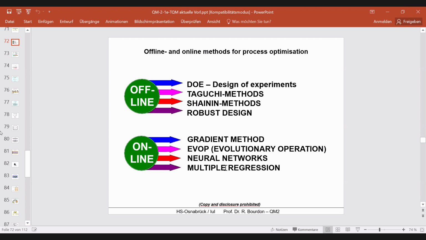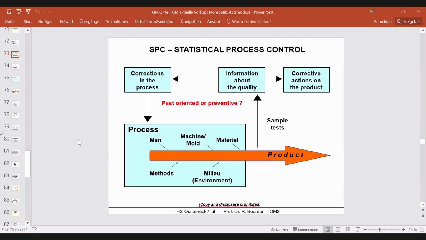The machine setting can be changed only in a very small way to avoid scrap and to avoid parts that you cannot sell afterwards. So these online methods are methods used in the production, and the offline methods are before the production. DOE is a method to use before the production.